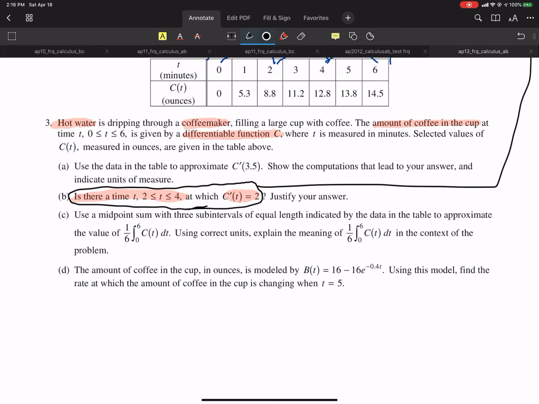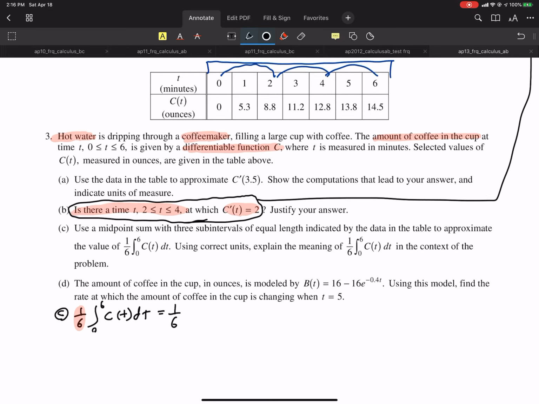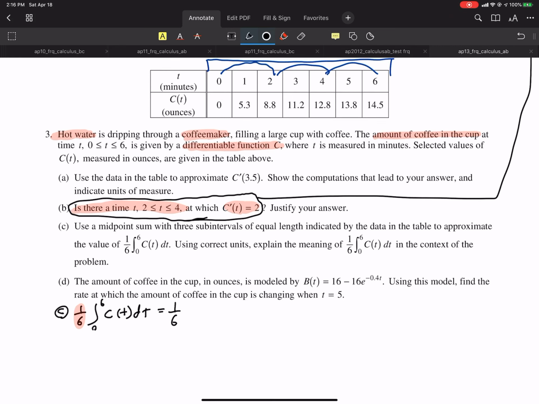So part C. So we want to approximate the integral from 0 to 6. Now, this is a very common mistake, and I do it too out of carelessness. Don't forget the 1/6. You need to carry that out throughout the rest of the problem. So I'm going to put that first. So the area of the first rectangle, the midpoint, is going to be when t is 1. So it's going to be C at 1. That's the height of the rectangle. And the width is from 0 to 2, so it's 2.